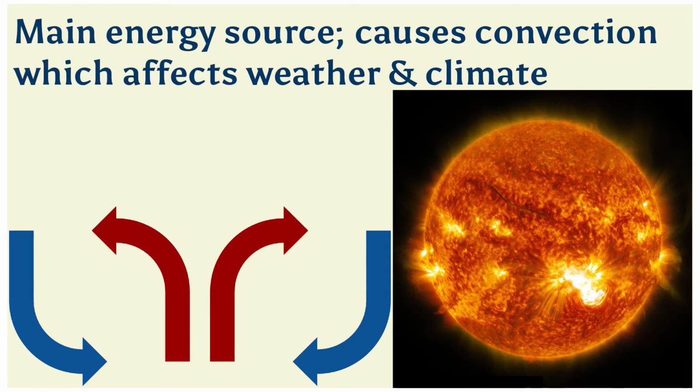The Earth's main energy source is the sun. The sun causes convection within the atmosphere. Convection is the movement of a fluid due to differences in temperature. In this case, we're talking about the atmosphere, or the air, and the moisture that goes along with it. It can create convection cells, which is a circular pattern of warm air rising, and then as it cools, starting to sink. This in turn affects the weather and the climate.